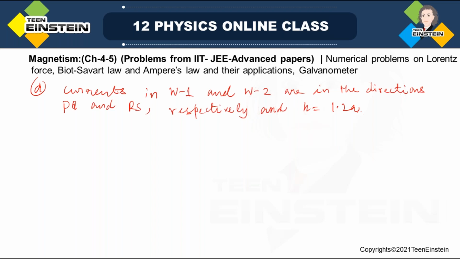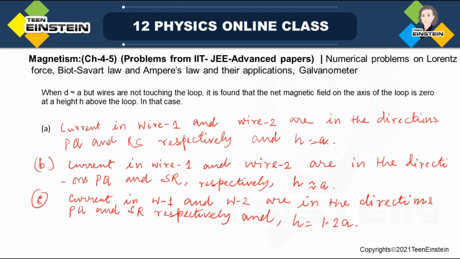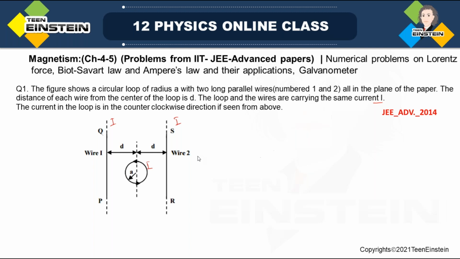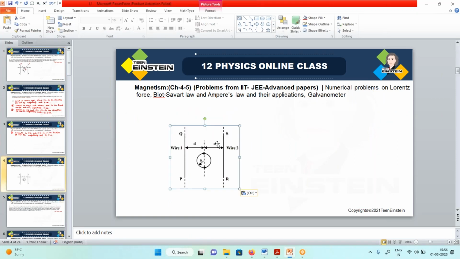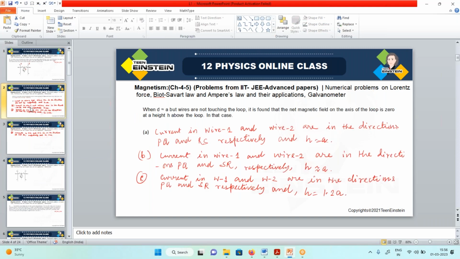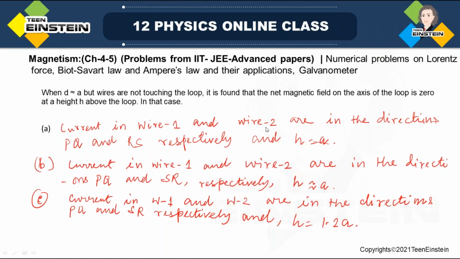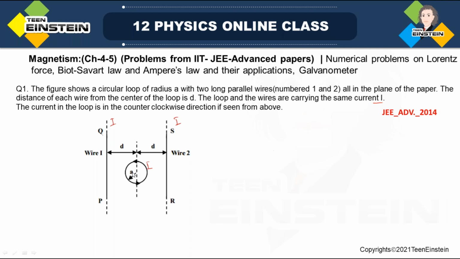Actually, we have to just read one by one, and let me get this figure in the next page also, so that we can answer here with reference to this figure. See, the option is current in wire 1 and wire 2 are in the same direction. So the situation is that there are two parallel wires, wire 1 and wire 2. This is PQ and RS. Actually, we need to find out the direction of the currents in both the wires.